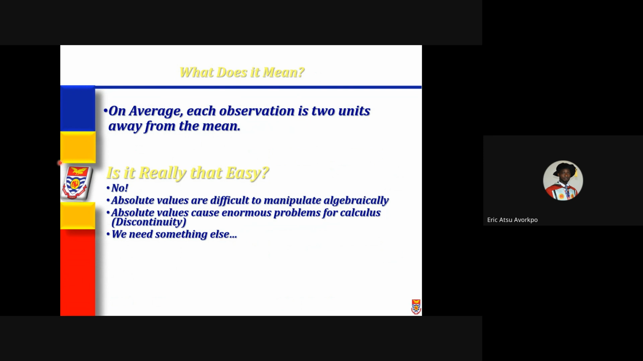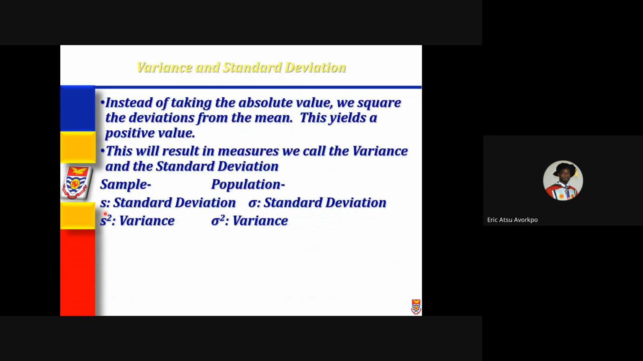It is quite difficult to manipulate, right? So in that case, we will rely on a different measure, which is the variance and the standard deviation. Now, instead of taking the absolute values, we square the deviations from the mean. This will yield positive values, and this will result in the measure we call the variance. And then when we take the square root of it, we get the standard deviation. Take note of these things.